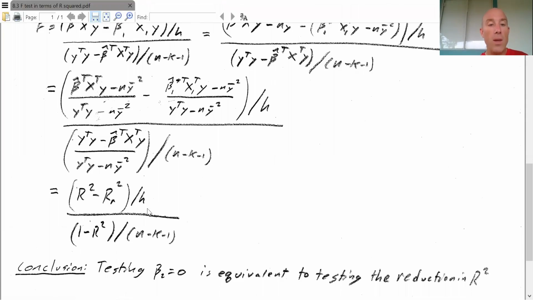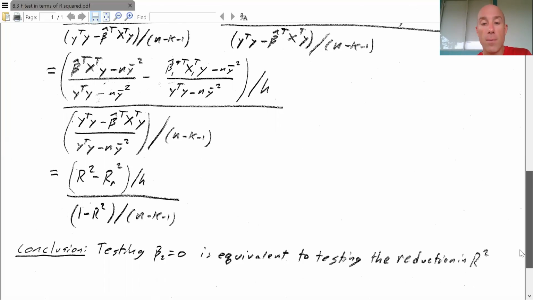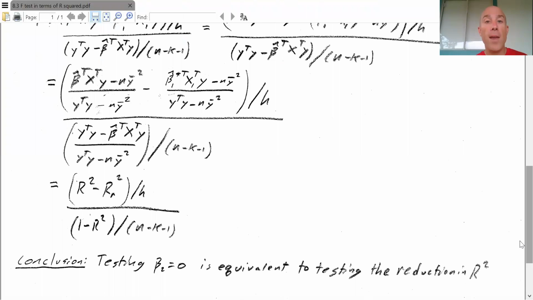All right, so here we've got this. We can see that my F statistic either way really is a manifestation of our R squared statistic. So testing to see if beta 2 is equal to 0, that's all of the slopes that we are considering throwing out in our reduced model. Testing to see if beta 2 is equal to the 0 vector is equivalent to testing the reduction in R squared. That's all I've got for you. Take care and goodbye.